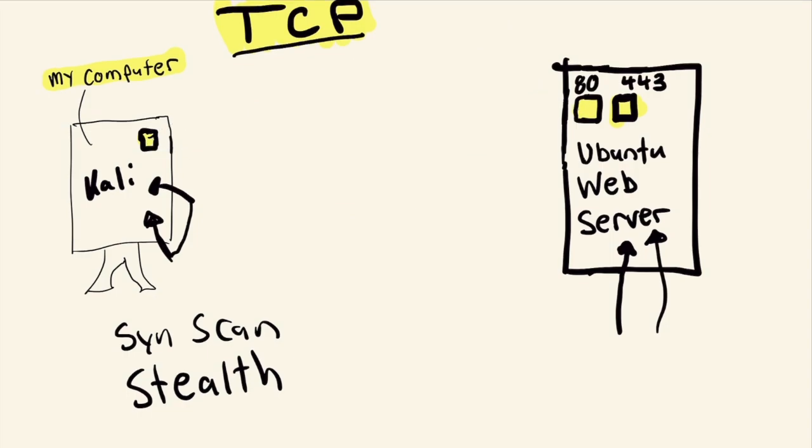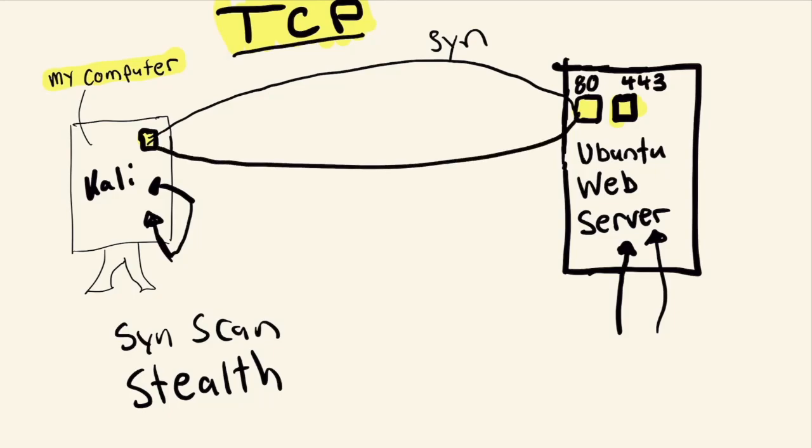Lastly, let's analyze what will happen if this port is actually not listening on port 80. So here we will send our SYN message again, and the web server will respond with a reset acknowledge message, and that will indicate that this port is in fact not listening and is closed.